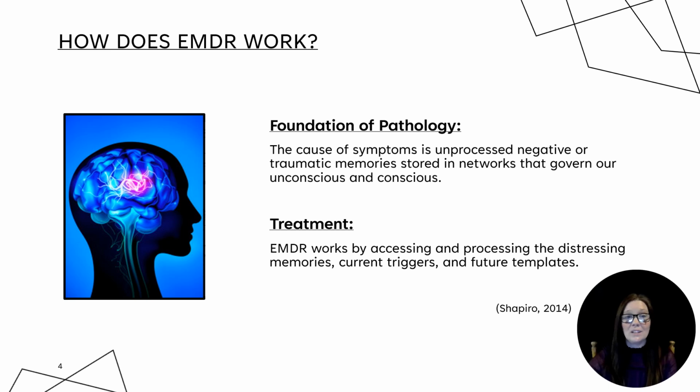When similar situations trigger this memory, the person may feel like they are reliving it and experience symptoms such as chronic disturbing emotions, lack of safety or control, chronic distressing physical sensations, uncontrolled behaviors, or anxiety or depression. EMDR treatment works by accessing and processing the distressing memories, current triggers, and future templates. Information processing is thought to occur when the targeted distressing memory is linked with more adaptive information. Learning then takes place, and the memory is stored with more appropriate emotions that can guide the person in the future. Essentially, the block is removed, allowing healing to occur.